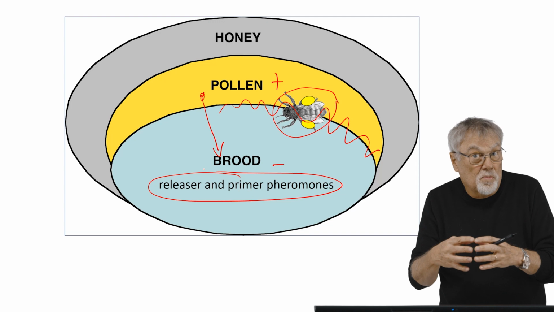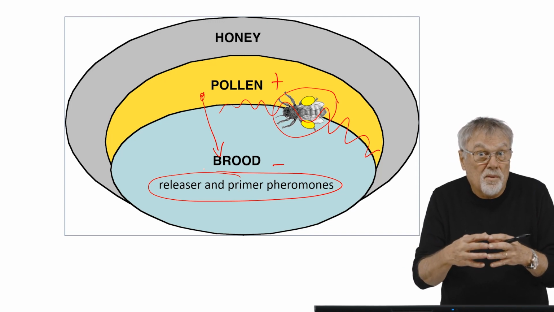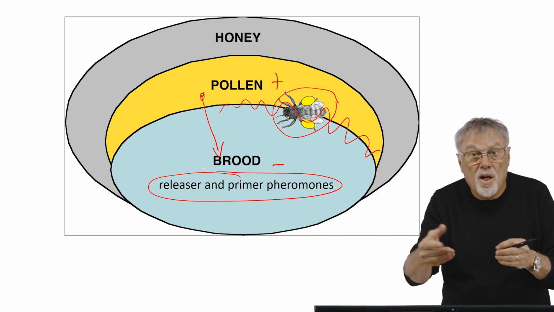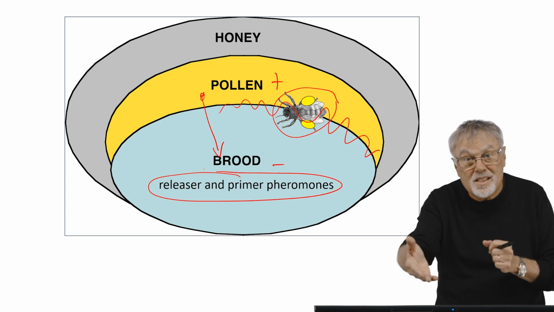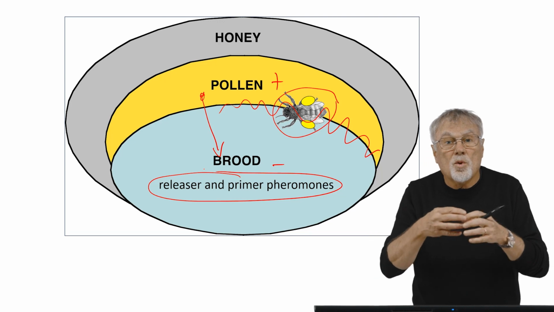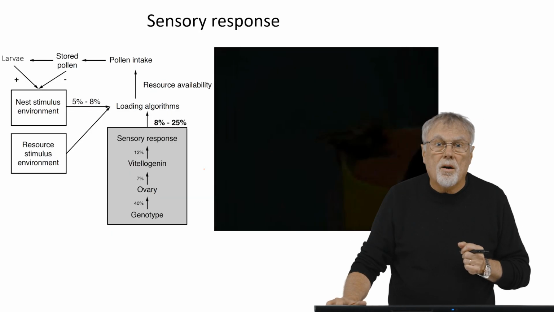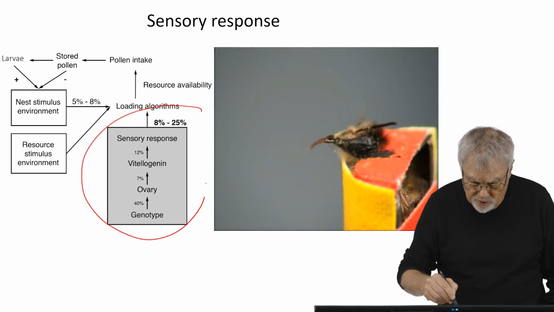Early nurse bees are too young to be foragers. But when they're exposed to these primer pheromones, they will be more likely to collect pollen than if they weren't exposed to them. So it does two things. It releases the pollen foraging behavior immediately, and it also primes the younger bees to become pollen foragers when they are older. The other factor here is these internal factors.